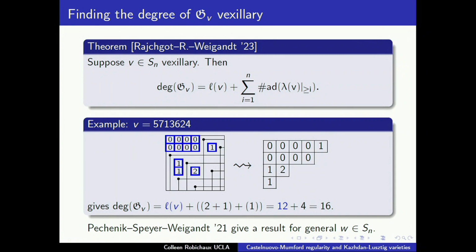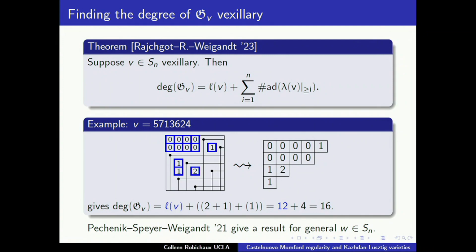Okay. And so what this rule says is I'm going to start with my Rothe diagram, which should be very familiar to all of us. And I'm just going to store the entries of the rank matrix in the boxes of the Rothe diagram.